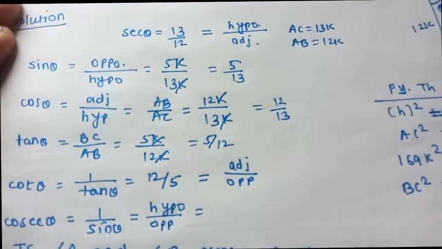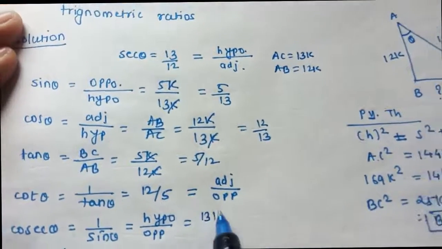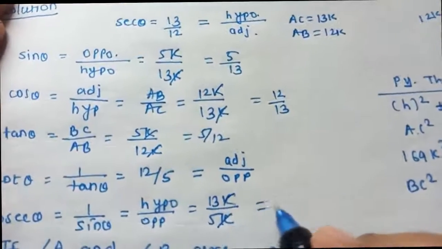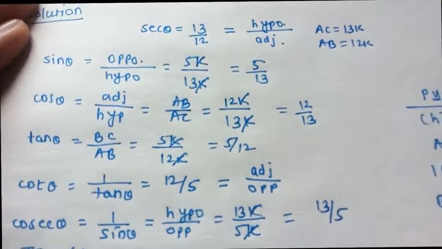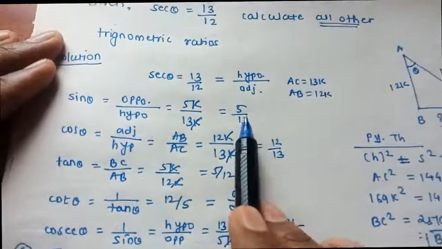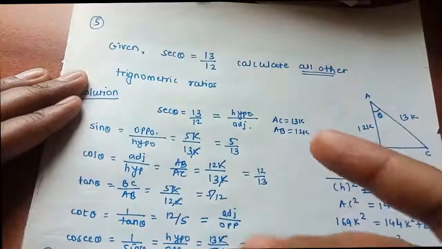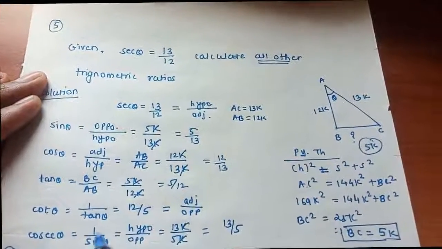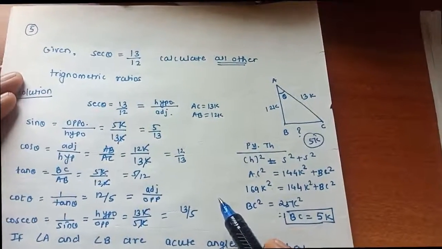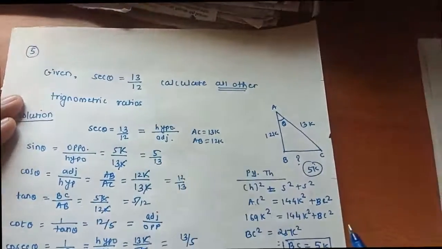तो इसका hypotenuse क्या है? 13k, and opposite was 5k. So this k cancels and it becomes 13 by 5. Check the answer. Cosec answer is 13 by 5 and sin का answer is 5 by 13. मतलब just reverse, opposite है. So you can use this kind of formulas, otherwise you can use the basic trigonometric formulas. Your answer is not going to be wrong. You will get the correct answer.